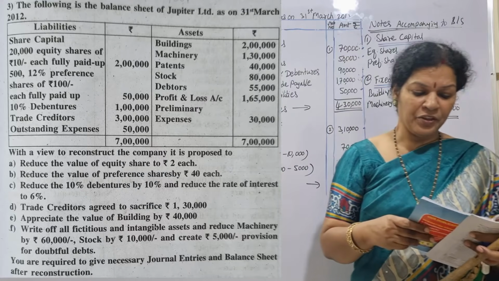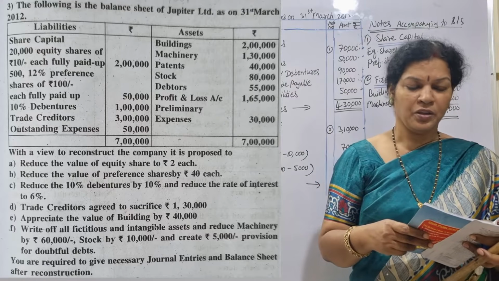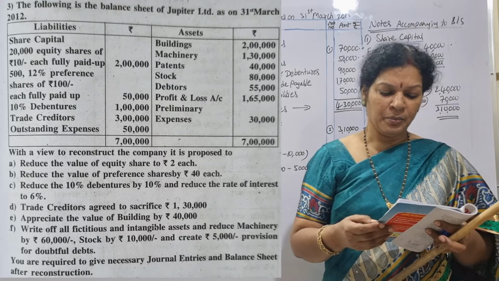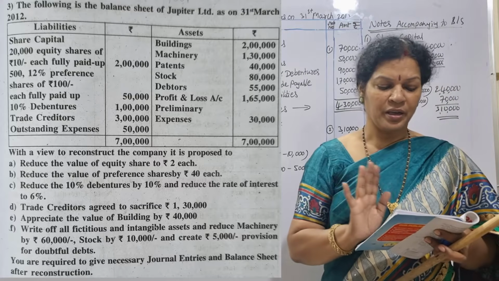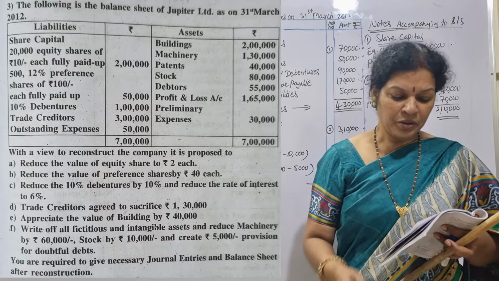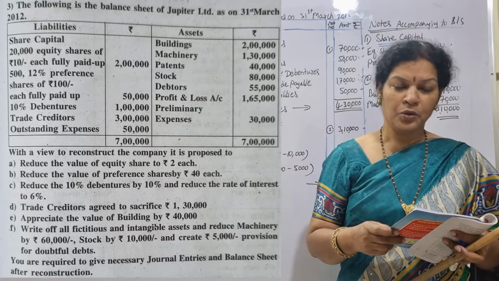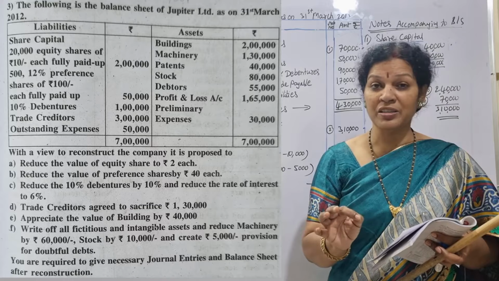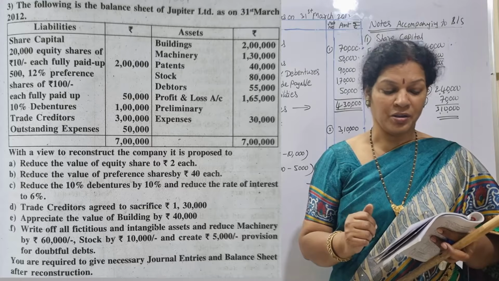The following is the balance sheet of Jupiter Limited as on 31st March 2012. If you see the balance sheet asset side: buildings, machinery, patent, stock, debtors, profit and loss account, preliminary expenses. Okay, simple. And liability side, share capital. First one is 20,000 equity shares of 10 rupees each, fully paid up. This is equity shares. Each one is 10 rupees, 20,000 into 10 comes to 2 lakh. It is given in the outer column.